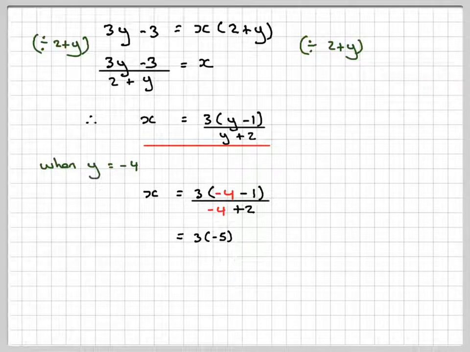So it's 3 times minus 5 over minus 4 plus 2, which is minus 2. 3 times minus 5 is minus 15. Minus 15 over minus 2 gives me just 15 over 2 as the final answer, or 7.5.